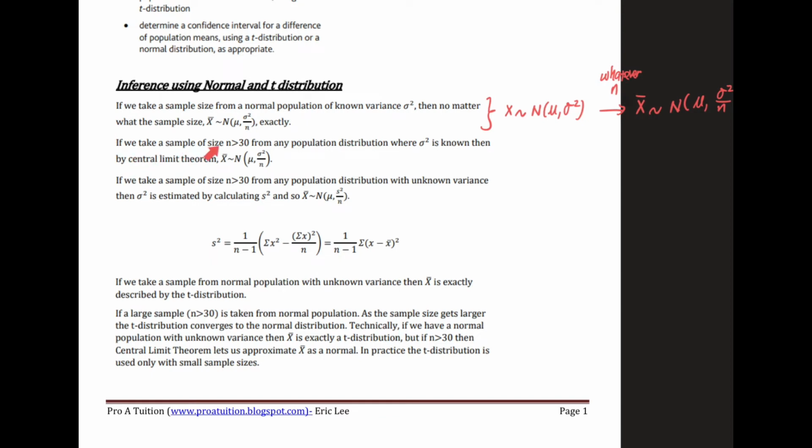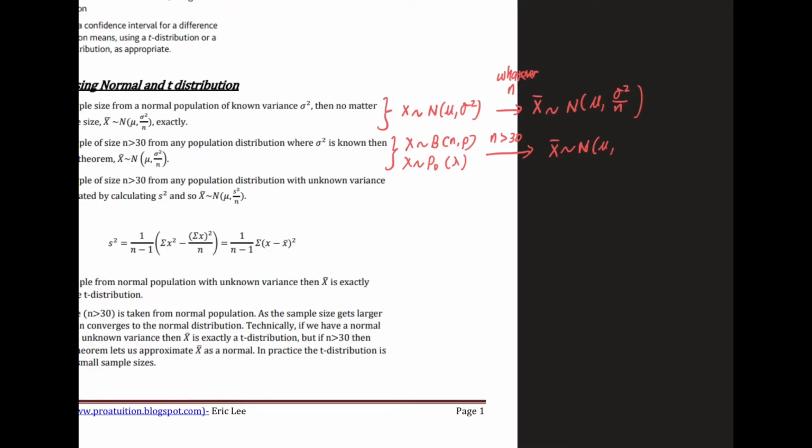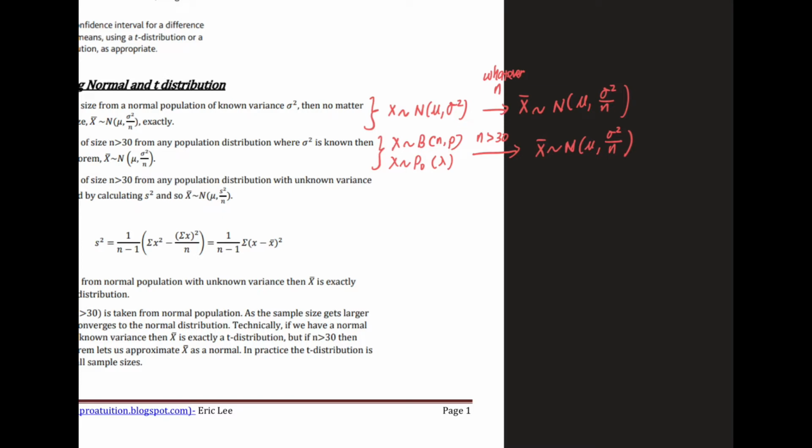If you take a sample of size n greater than 30 from any population distribution, that means it can be binomial distribution, Poisson distributions, where sigma square is known, then by central limit theorem, x bar is a normal distribution also, with mean mu and variance sigma square over n. So if your x is whatever distribution, for example binomial or Poisson, then as long as n is greater than 30, the x bar will be a normal distribution. So we can use central limit theorem to claim that it is a normal distribution.